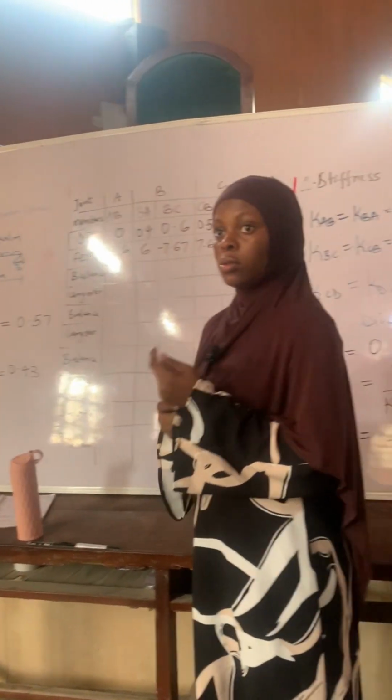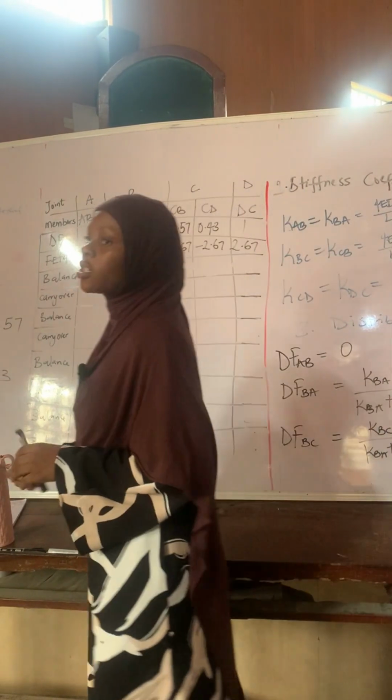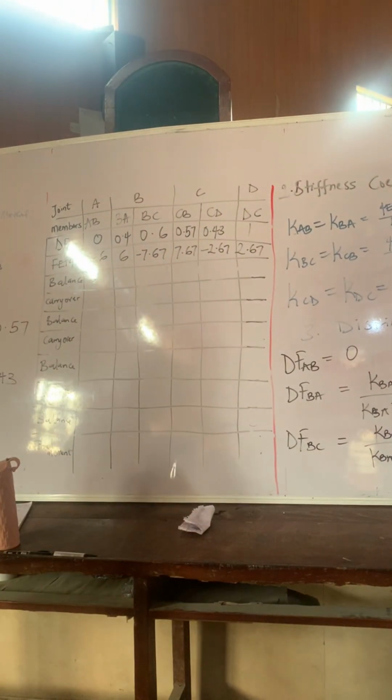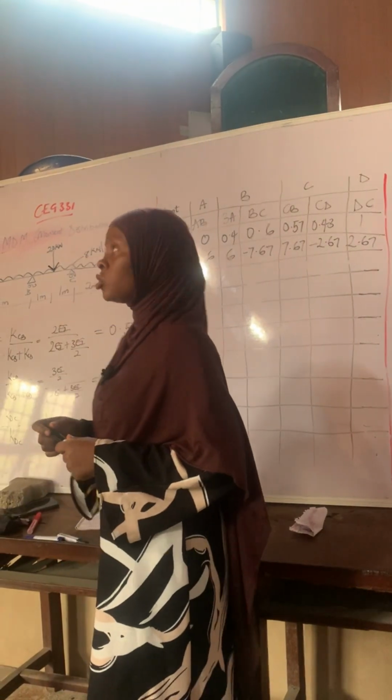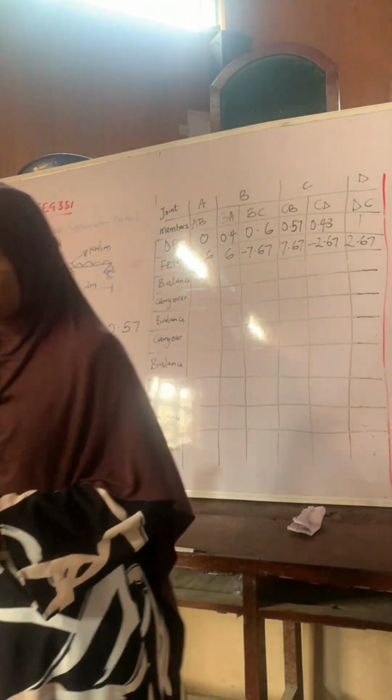Let's continue. The first thing you're going to do is to balance moment. To balance moment, it is the addition of your fixed end moment.